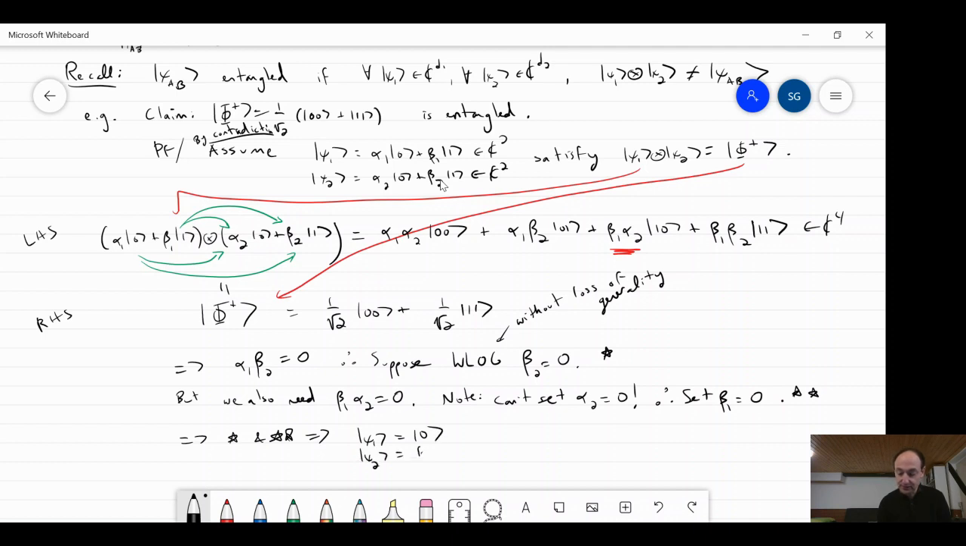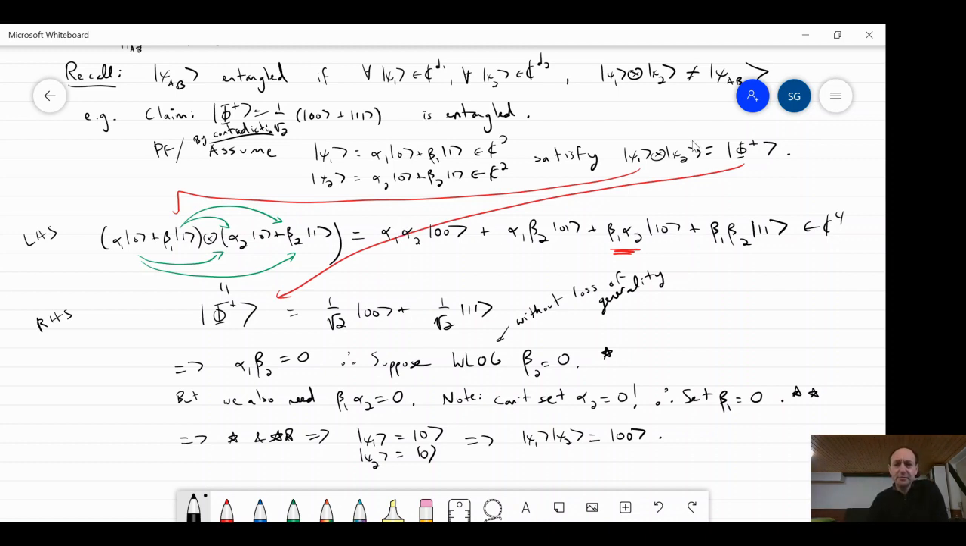And likewise for psi 2. Both of these, the beta terms I set to 0, so they're both just the state 0, 0. And what does that mean? Therefore, the tensor product of these two is nothing other than 0, 0, right?